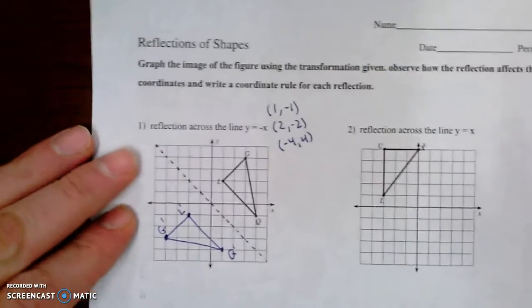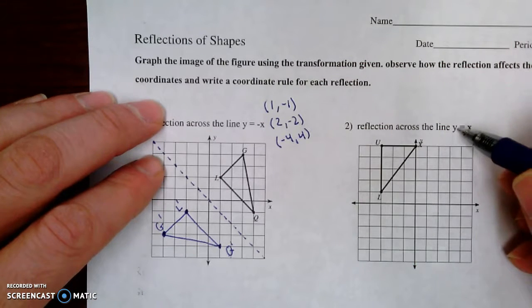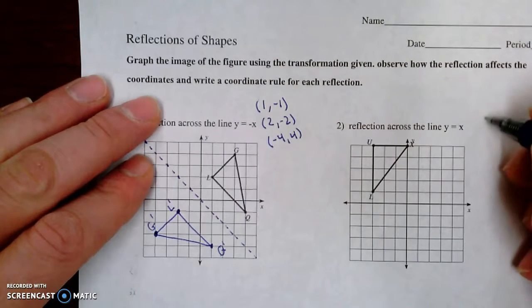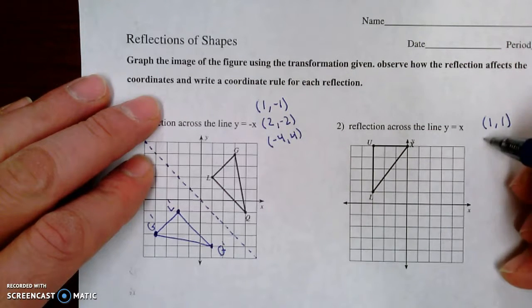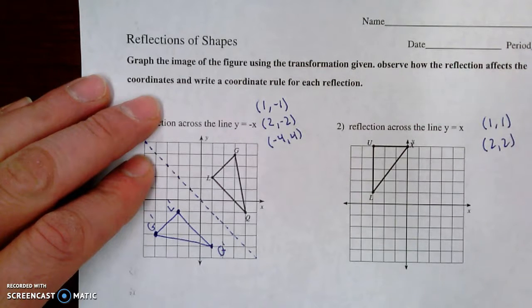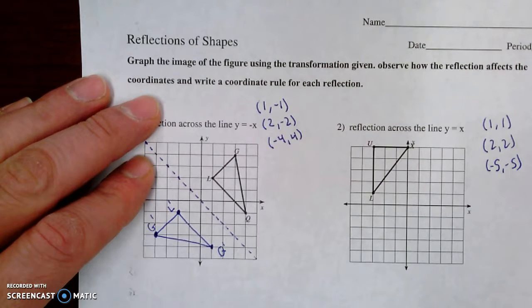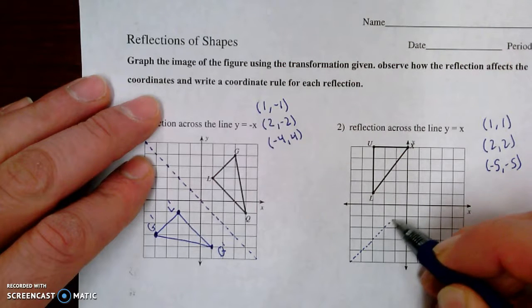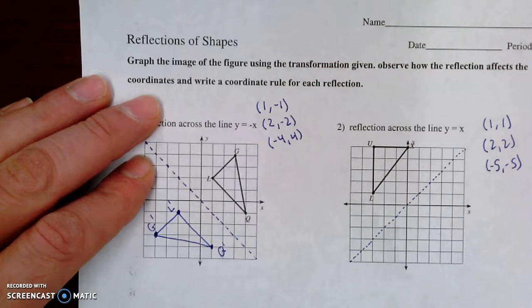Next door here, you've got the reflection across the line y equals x. Well, the line y equals x is the collection of all the coordinates that have x and y coordinates that are the same. So, for example, 1, 1, 2, 2, negative 5, negative 5, anything like that. Well, it turns out this happens to form a line that cuts diagonally, again, just like y equals negative x, but it cuts at a 45-degree angle going upward through the origin.